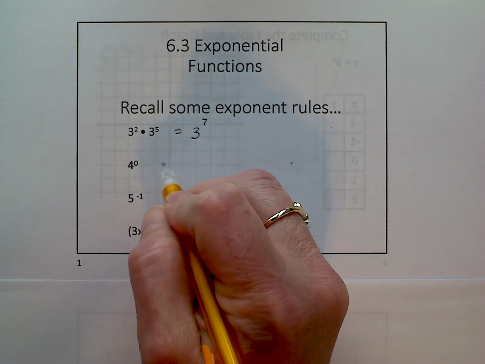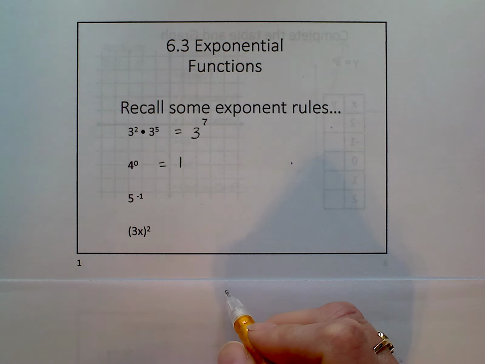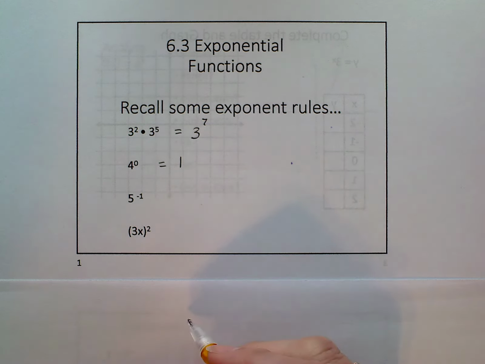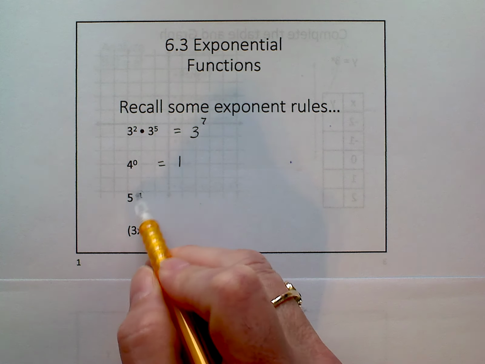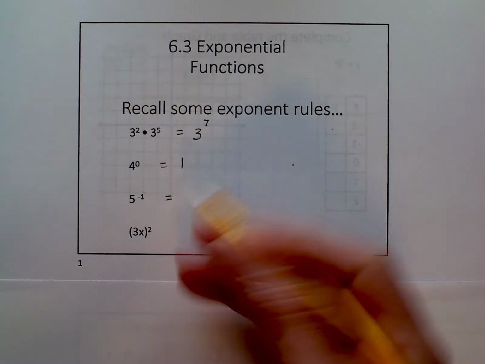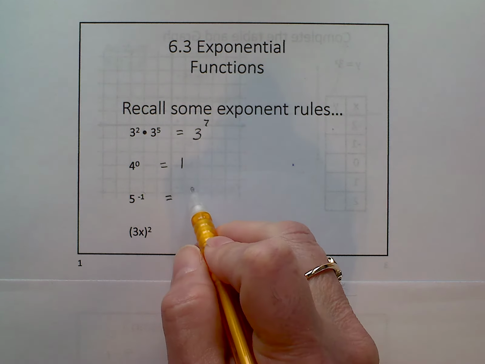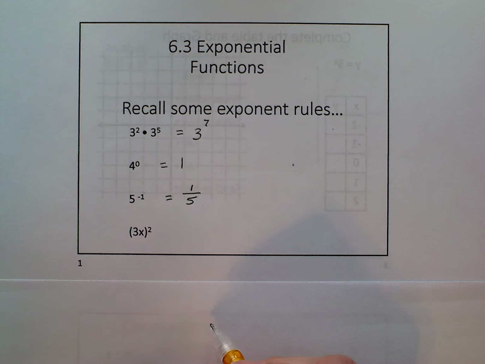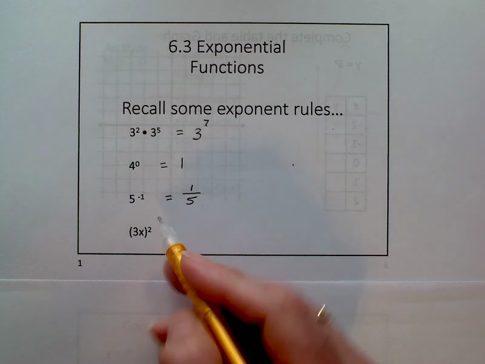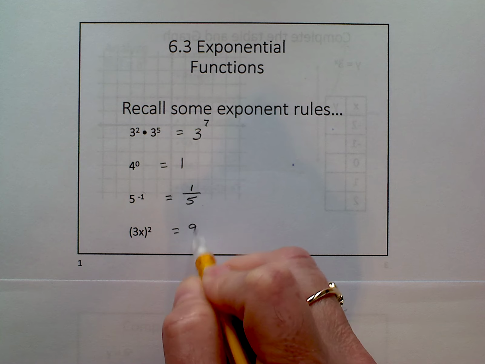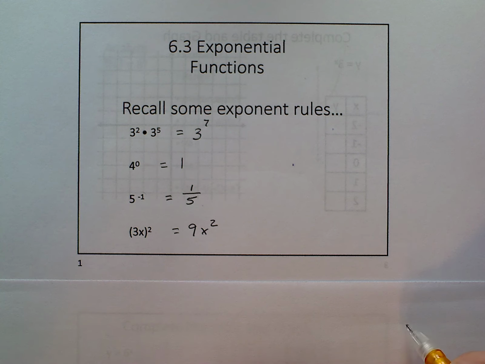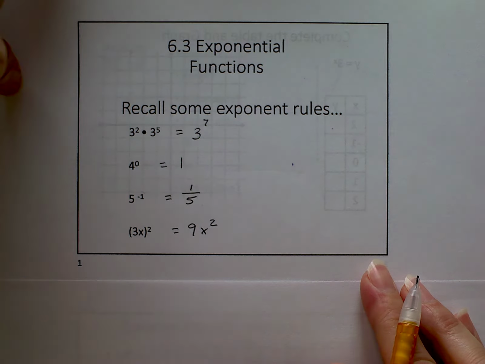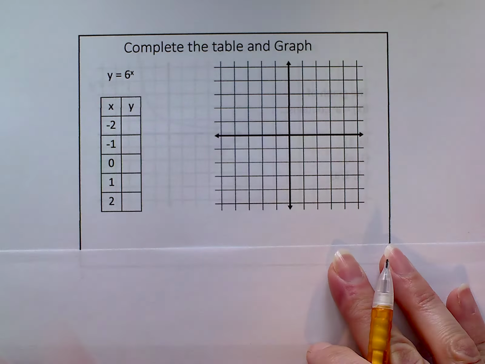Anything to the 0 power is 1. Doesn't matter if it's an x to the 0 or a number to the 0, if it's positive or negative, it doesn't matter. Okay, the negative exponent means that it's going to flip it. And so in this case, 5 becomes 1/5. Did a lot of that last semester. I hope that stuck with you. And then when I square this whole quantity, it squares everything inside. So the 3 gets squared and the x gets squared. I hope you remembered that you were squaring the 3 also.